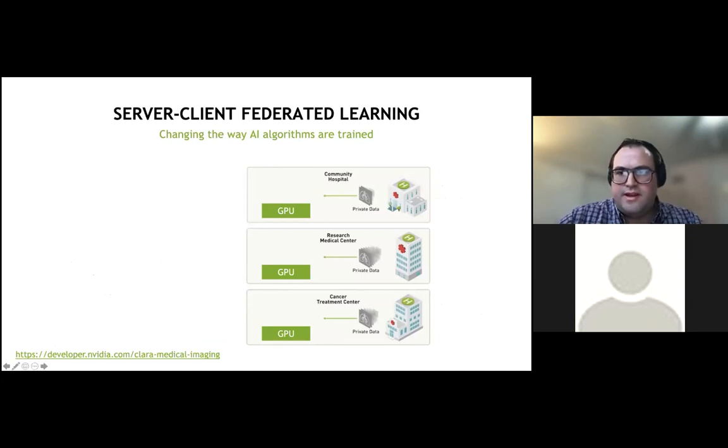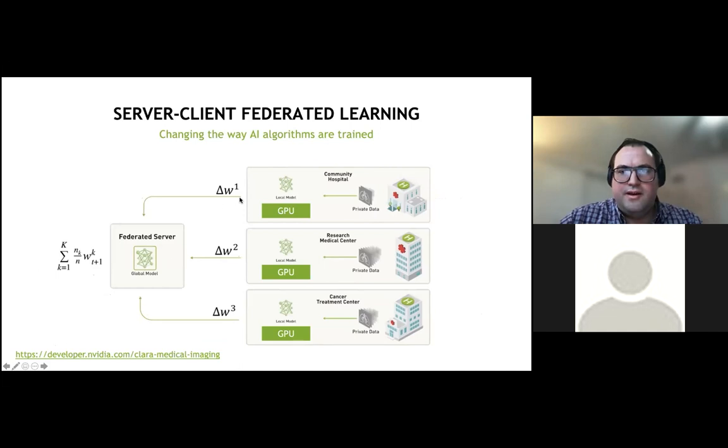So as I said, data stays on site. We have the server sending the global model, and then at each round of training, a model weight update is being sent back to the server and aggregated in some way, typically in a weighted aggregation. And of course, there's still theoretical concerns about what kind of information these weight updates actually contain. Do they leak any information about the training data? So we do have options to add additional privacy preservation techniques like differential privacy or encryption before sending any information out of the client side or the hospital side.